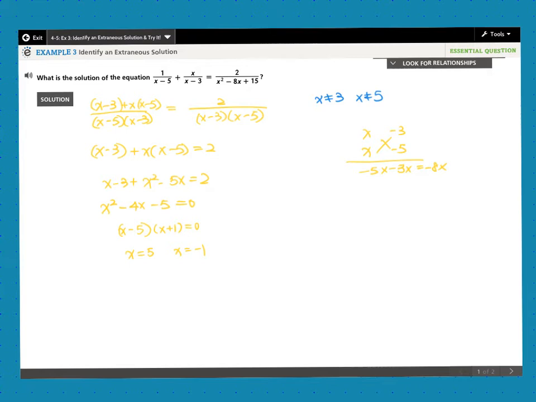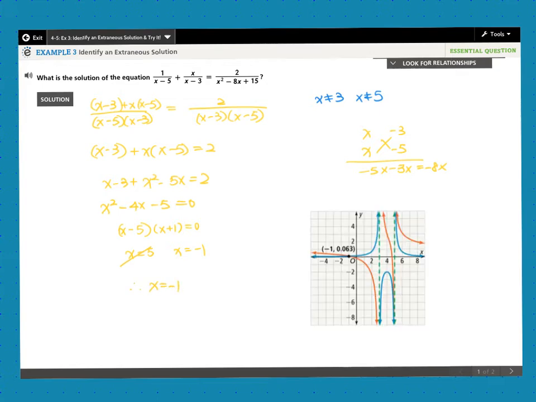Now, since we know previously right here on top, I said x cannot equal 5, nor can x be 3. So this one has to be carved out. So we have to cancel that one. So your final answer is x equals negative 1.